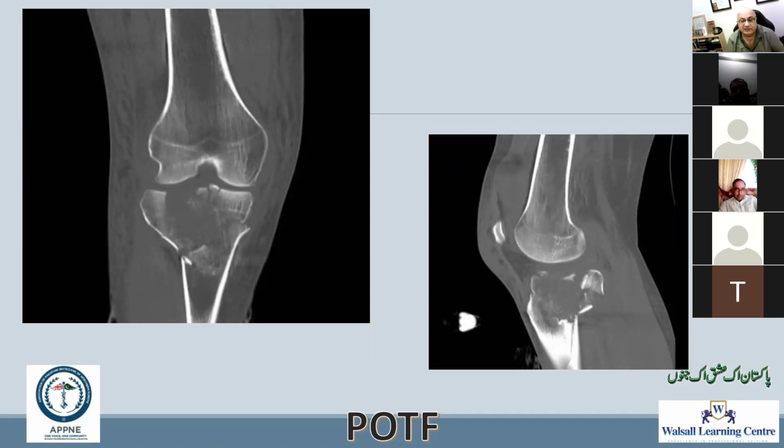It looks like a Schatzker fracture of the tibia. So I can say this is an X-ray of a skeletally mature adult showing the knee joint, and the knee joint shows a fracture of the proximal tibia.